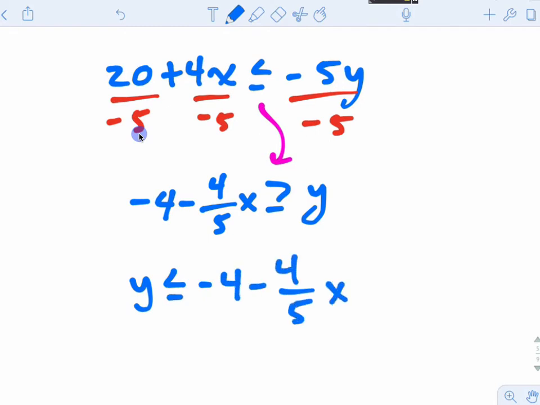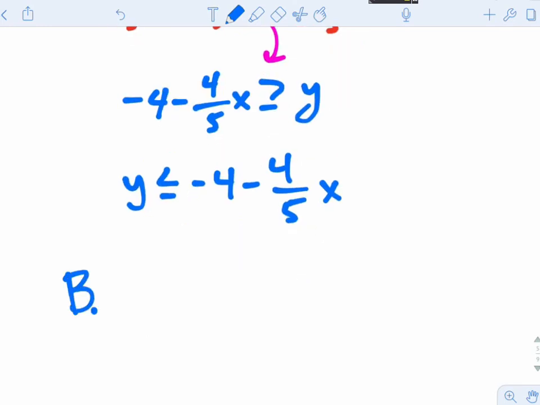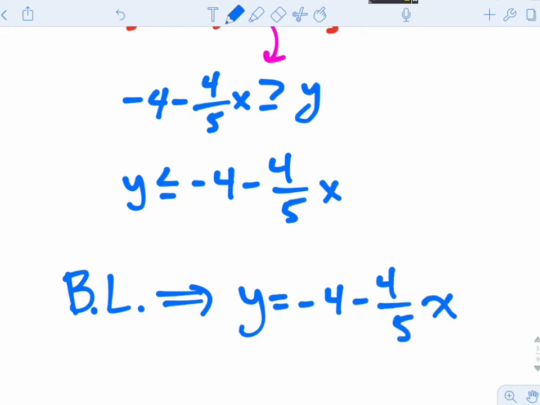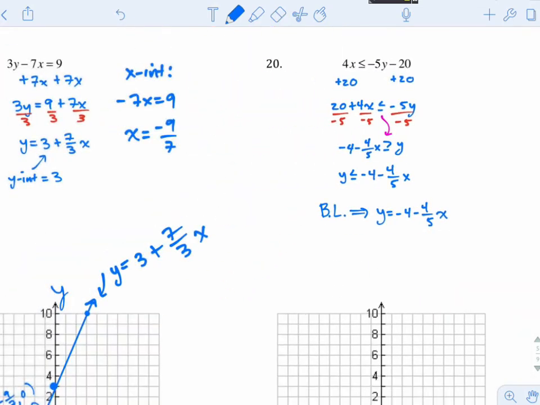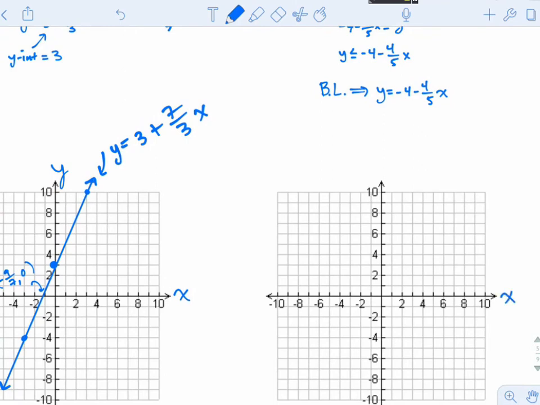All right, now before we graph this inequality, let's graph the boundary line, BL, if you will, which happens just by replacing the inequality with an equal sign. So the line y equals -4 minus 4/5 x, that's going to be the boundary between ordered pairs that are solutions and ordered pairs that are not solutions. So we've got a y-intercept of -4, so that's right down there. Let's go ahead and graph that.